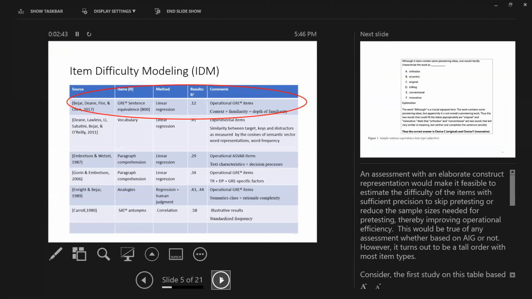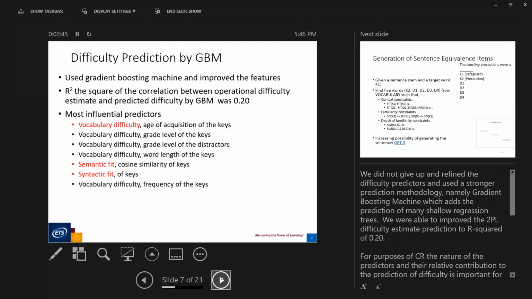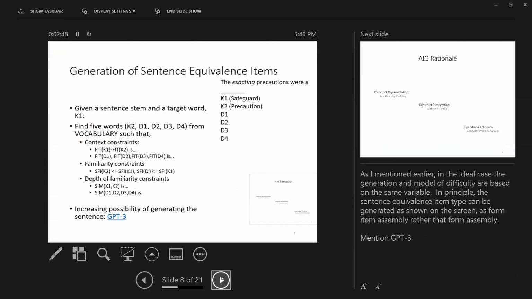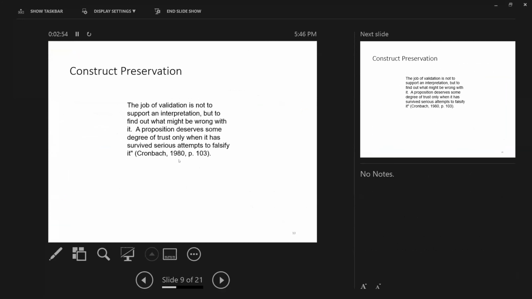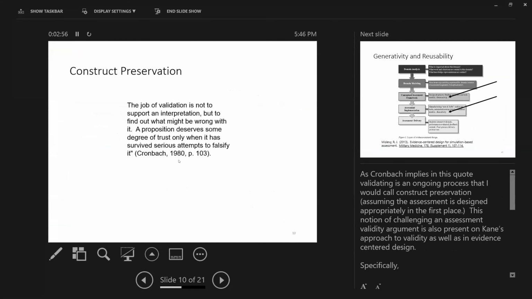So I was going to talk about some of my studies here, but in the interest of time, I'm going to go to the next larger topic, which is construct preservation. And I have a quote here from Lee Cronbach, 1980, where he says validation is not just about doing the validity once. You need to maintain that validation as different threats to validity come up. And this is why I talk about the idea of construct preservation.